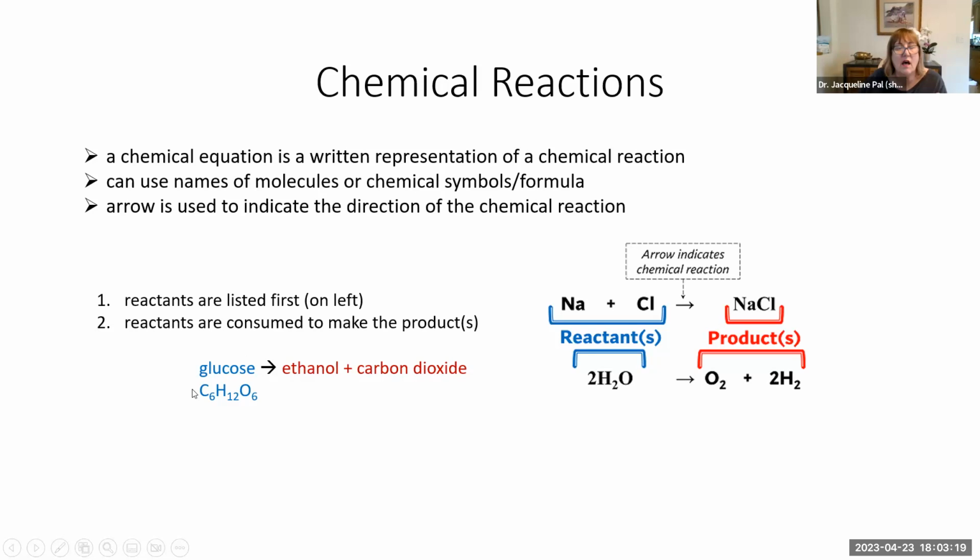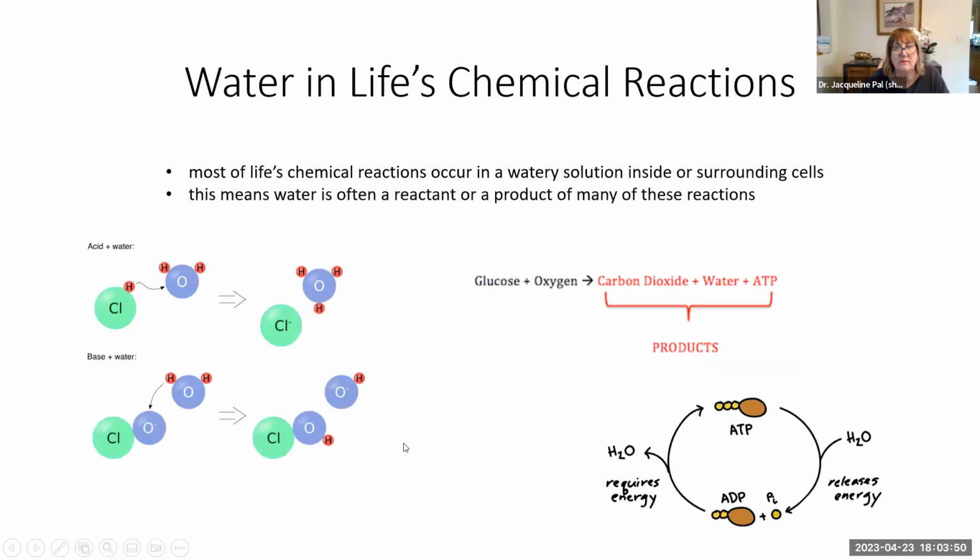That's also seen over here where we have glucose, which is going to break down and give us carbon dioxide. So it's going to take 1 of the carbons and 2 of the oxygens, and that's going to leave ethanol, which is going to be C4H12O4. Okay. So it doesn't matter if it's big or small. If it's to the left of the arrow, it's considered the reactant. If it's to the right of the arrow, it's considered the product.